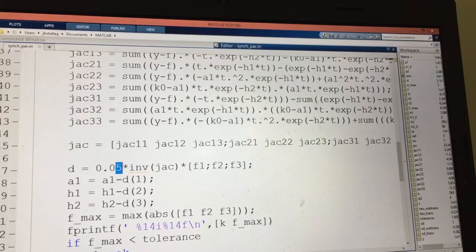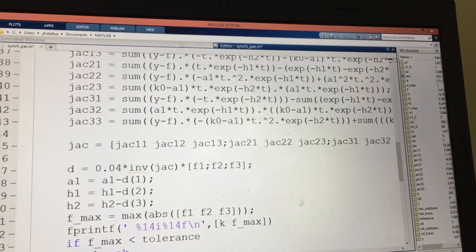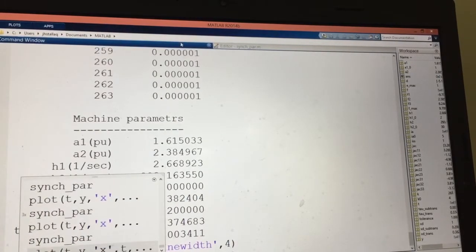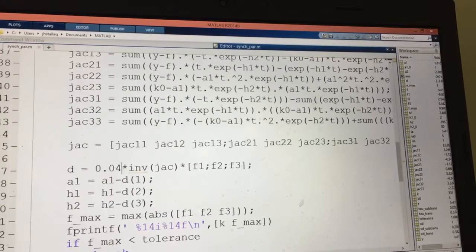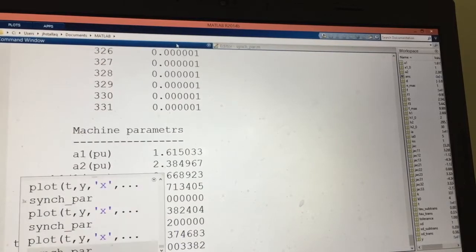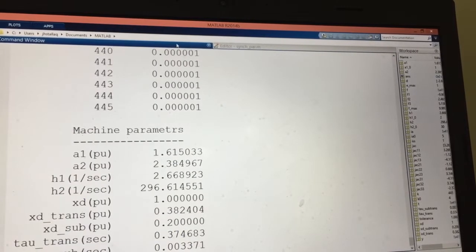You can make it 0.04, for example, and see what happens. Still, all depends on the iteration. So 0.04 is not good. 0.03, let's see. Again, it's not very much successful.